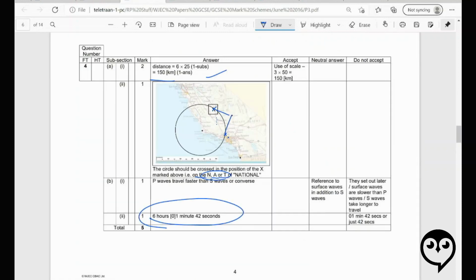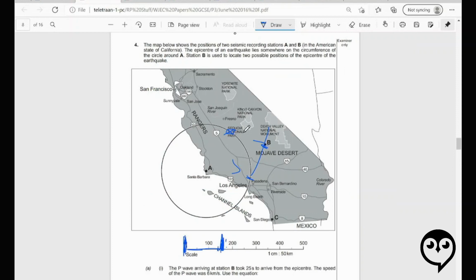And yeah, there we go. 6 hours, 1 minute, 42 seconds. Good. And P waves travel faster than S. Very straightforward. It's a foundation, but these are good to practice to make sure while you're learning.